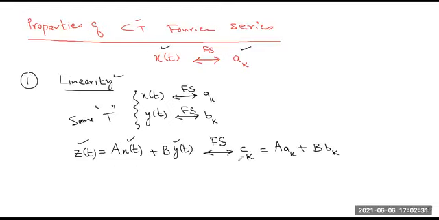This is what is the linearity property. The Fourier coefficients obey the linearity property. If a given signal z of t is a linear combination of any number of signals, accordingly, its Fourier coefficients will also be the linear combination of the corresponding Fourier coefficients of the signals that are used in the linear combination.